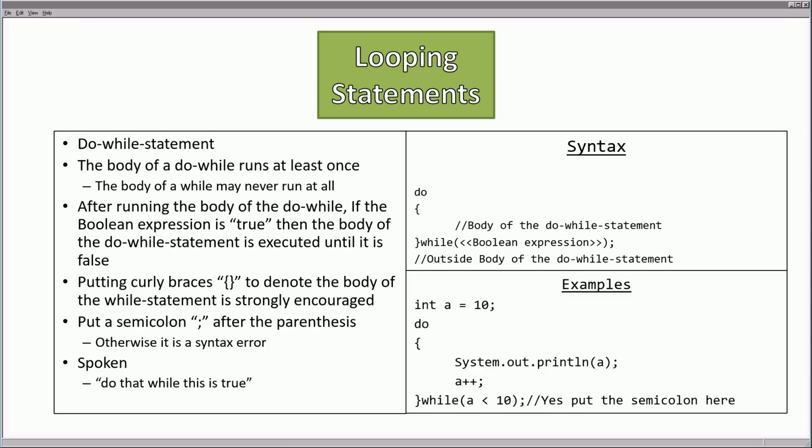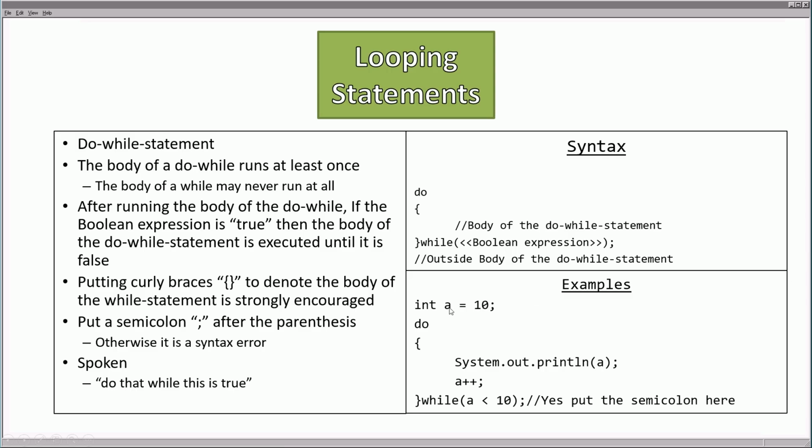Do-while loops are a little strange because they do require a semicolon after the argument. If you forget to put that semicolon, it will create a syntax error. So make sure for a do-while loop only to put this semicolon right there. Now, as we're communicating with the machines, this can be spoken as do that while this is true.